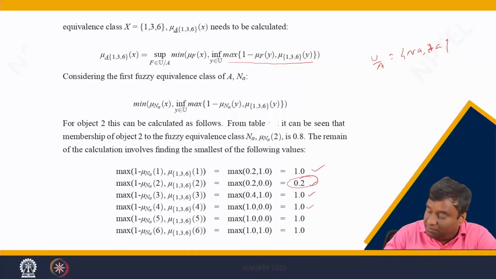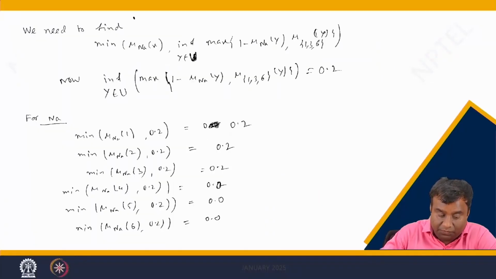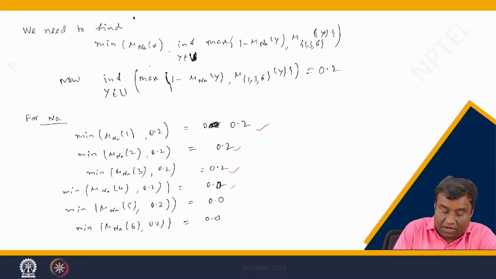Now we need to find the minimum of mu F x and 0.2. So this value is 0.2. Now find the mu NA and 0.2. So here it is 0.2. Mu NA and 0.2, this is 0.2. Mu NA and 0.2, this is 0.2. And this is 0. So the minimum values are 0, 0, 0. So that is for NA. So we have calculated up to these things.